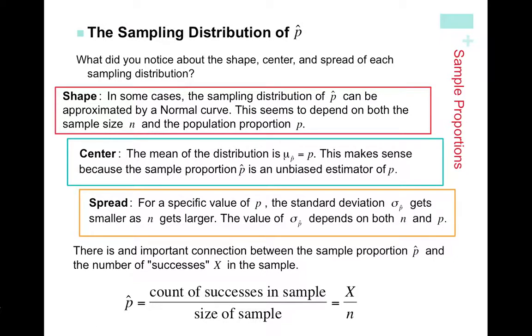So basic formula here, our p hat is the count of successes in a sample divided by the size of the sample. So it's x divided by n. Remember from last chapter, x was a random variable. It was the number of successes in each trial. So we're relating what we're doing here to our probability distributions.